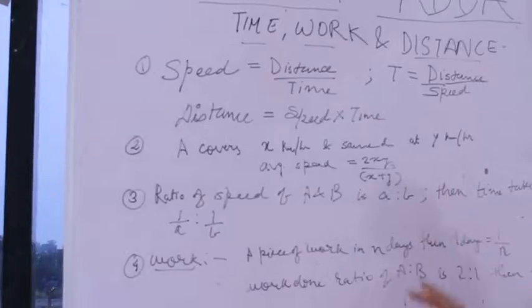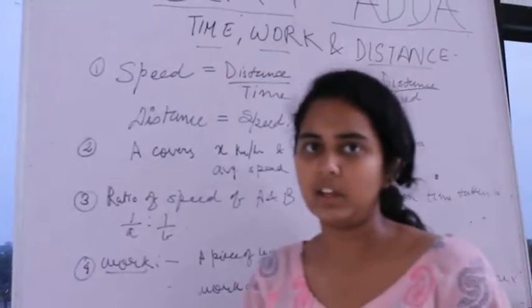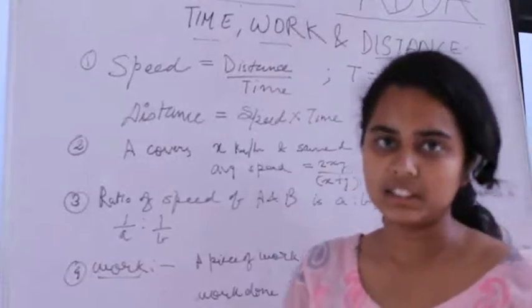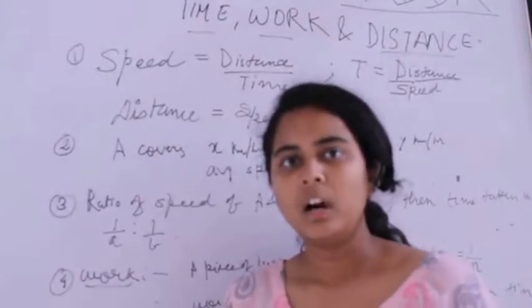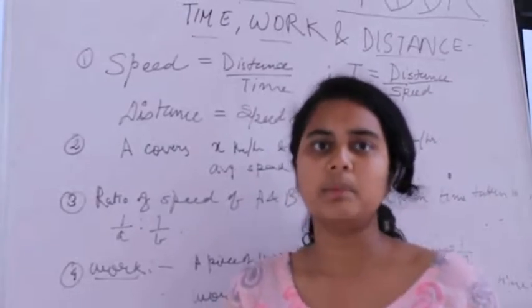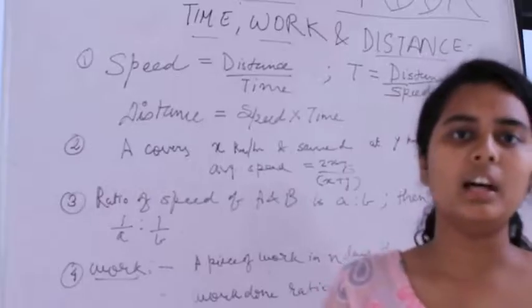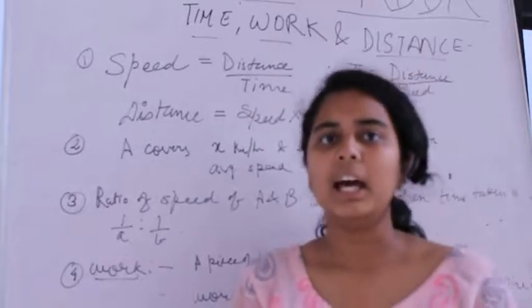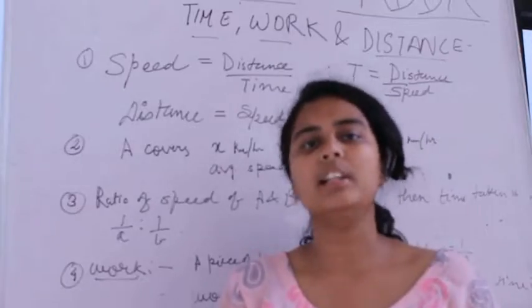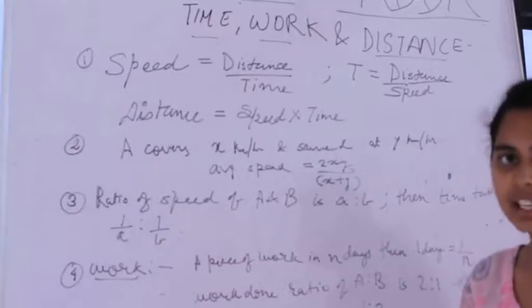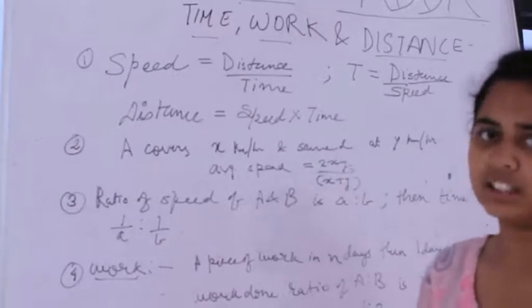Firstly, you must know that there are basically three variables in this chapter. Firstly, the speed, secondly, distance, and thirdly, time. Using these three variables, the people who set the question provide you two variables and ask you to find the third one. For that, you generally require the basic formulas which can be used to find the same.